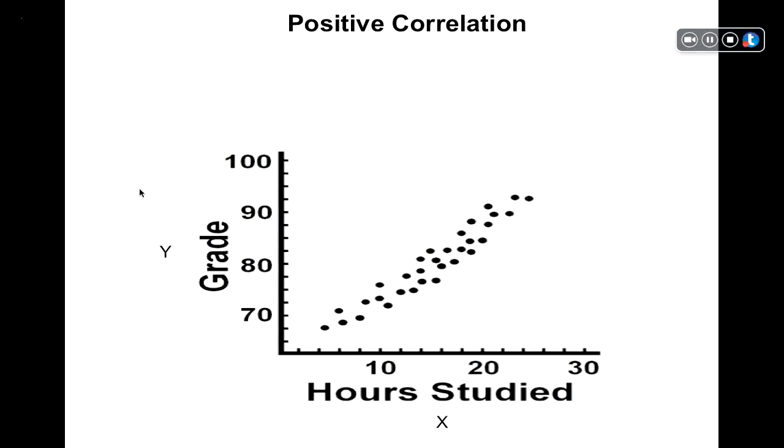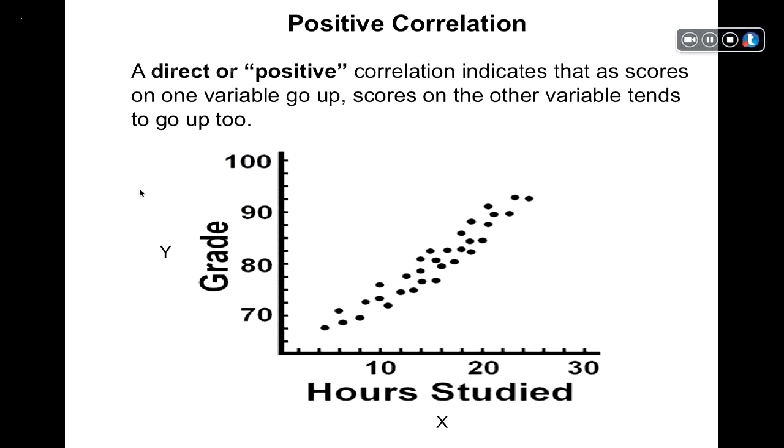So there's a couple of different brands of correlation. We've got positive ones and negative ones. Let's talk about the positive one first. So a positive correlation, sometimes referred to as a direct correlation, indicates that as scores on one variable go up, scores on the other variable tend to go up too. So here we're seeing hours studied. As hours studied go up on the x-axis, what do we see happening to scores over here on grade? So they're going up in a consistent fashion too, such that less studying tends to be associated with lower grades, whereas more studying tends to be associated with higher grades. So this would be a positive or a direct correlation.